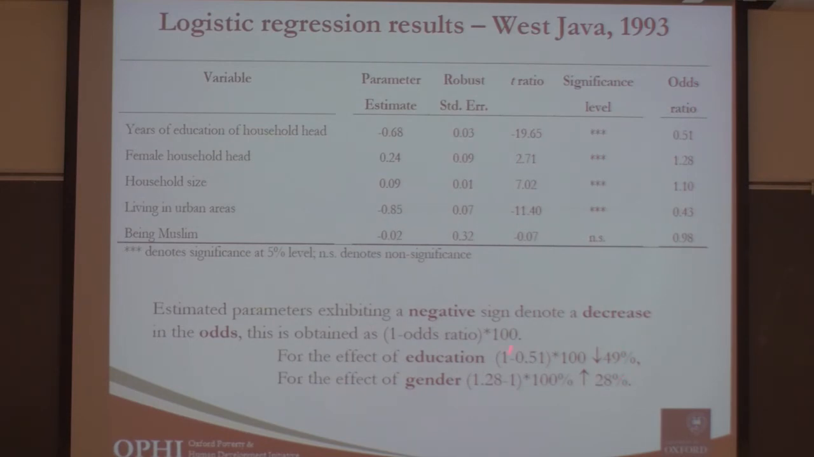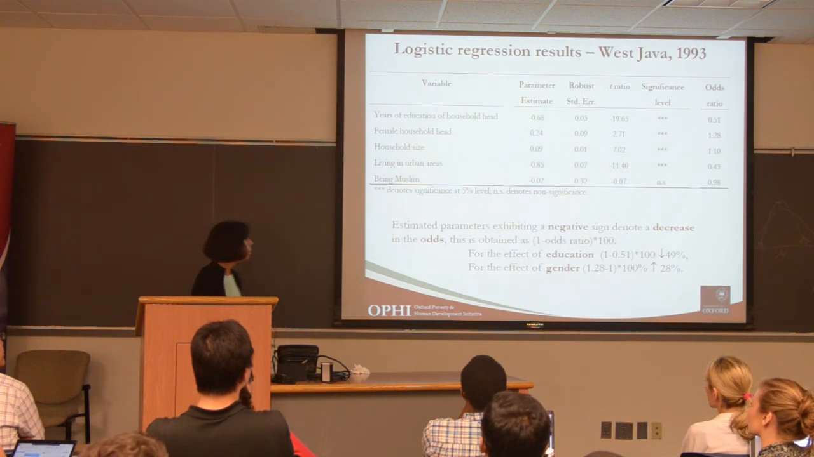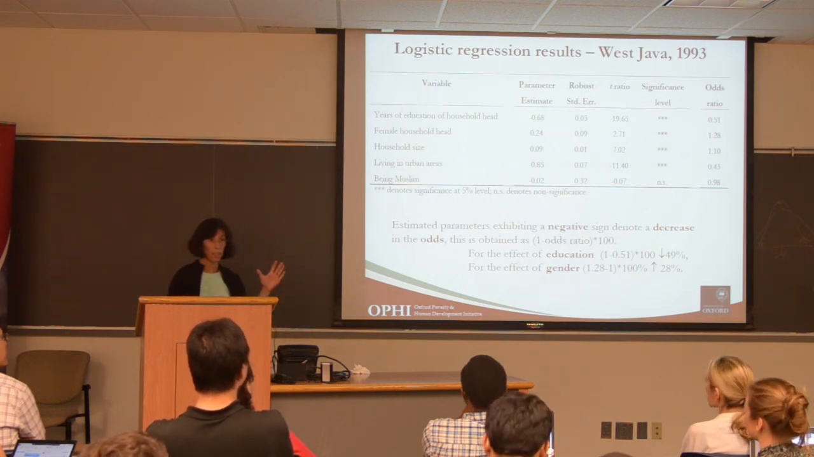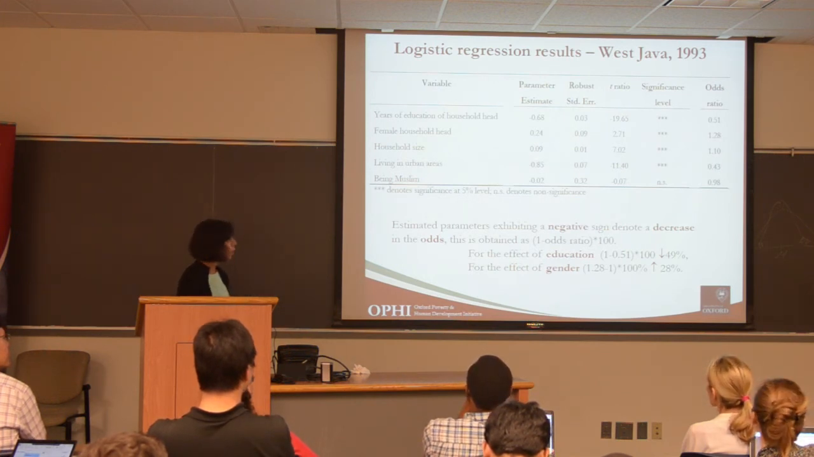For the effect of gender, it is the opposite. Okay, this is mechanic. You always do that. 1.28 minus 1 times 100, and this means an increase. And I always find it useful to have this, because whenever I read papers on probit or maybe logit, I always get confused. I don't understand if it's a decrease or if it's an increase. Clearly, if you see the sign of the beta, it's clear. But when it comes to the interpretation, people move here. And they don't explain how they have moved from here to here.